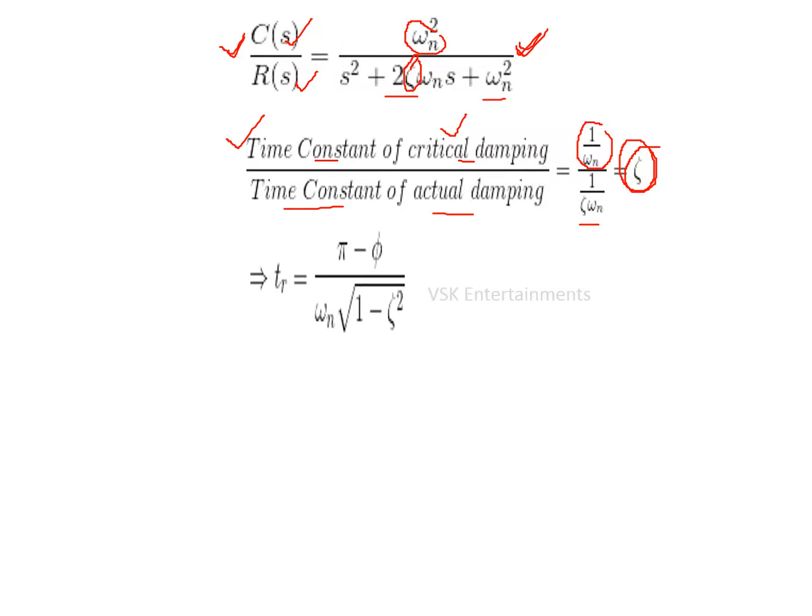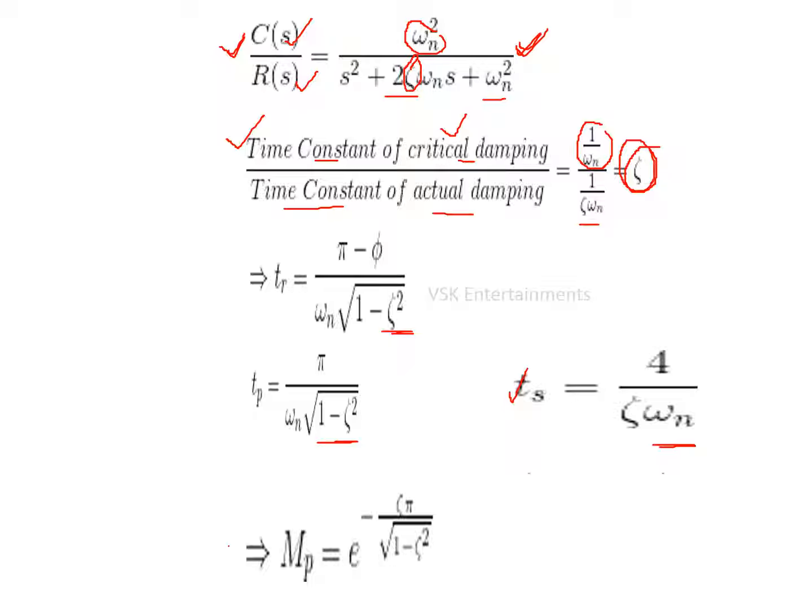Coming to the formula for rise time, that is given as pi minus theta by omega n into square root of 1 minus zeta square. Similarly, the formula for peak time is pi by omega n into square root of 1 minus zeta square. Then settling time is 4 by zeta omega n. Finally, maximum peak overshoot, that is Mp, is equal to e power minus zeta pi by square root of 1 minus zeta square. Okay, these are some of the important formulas related to time response of a second order system.